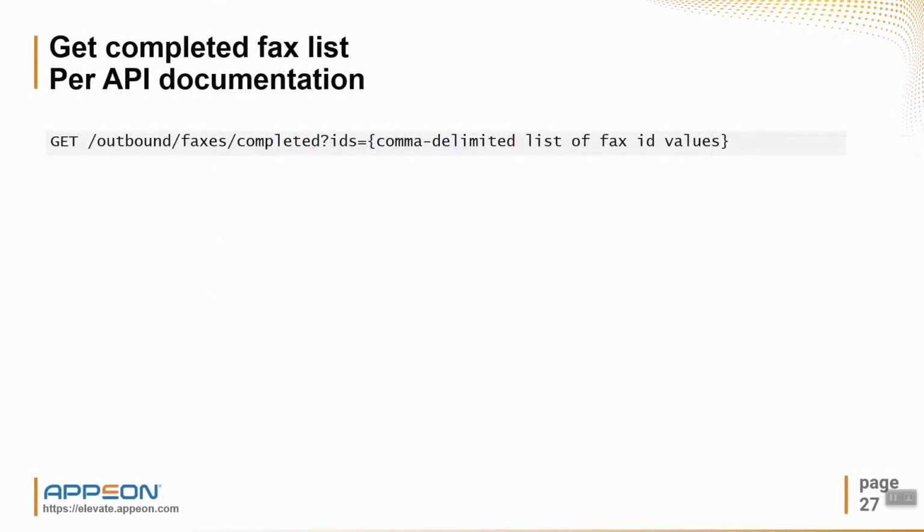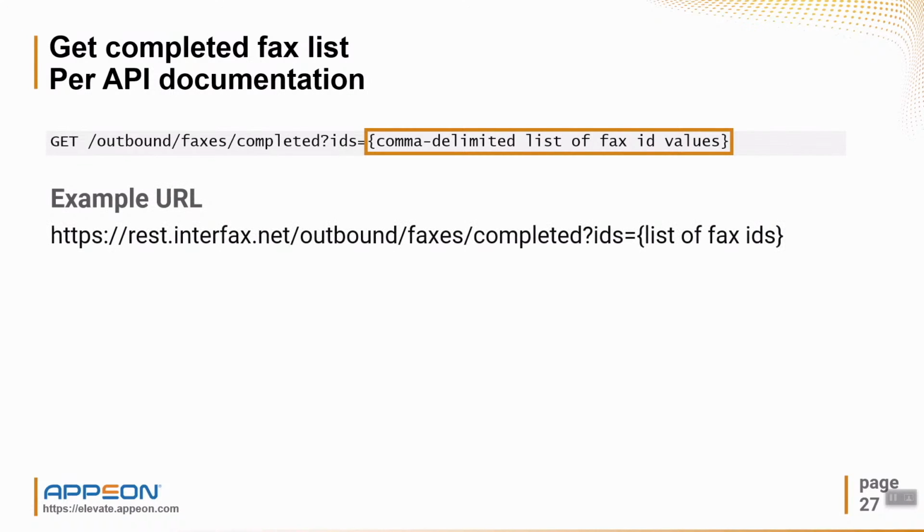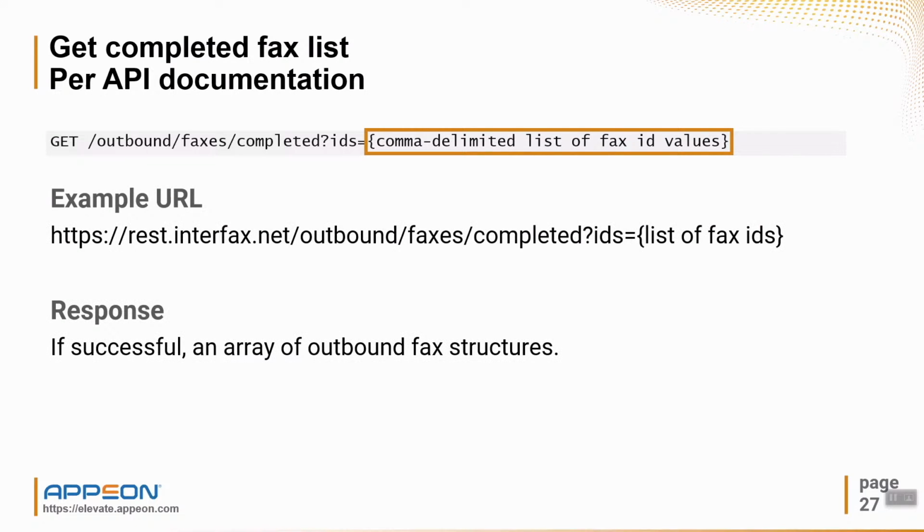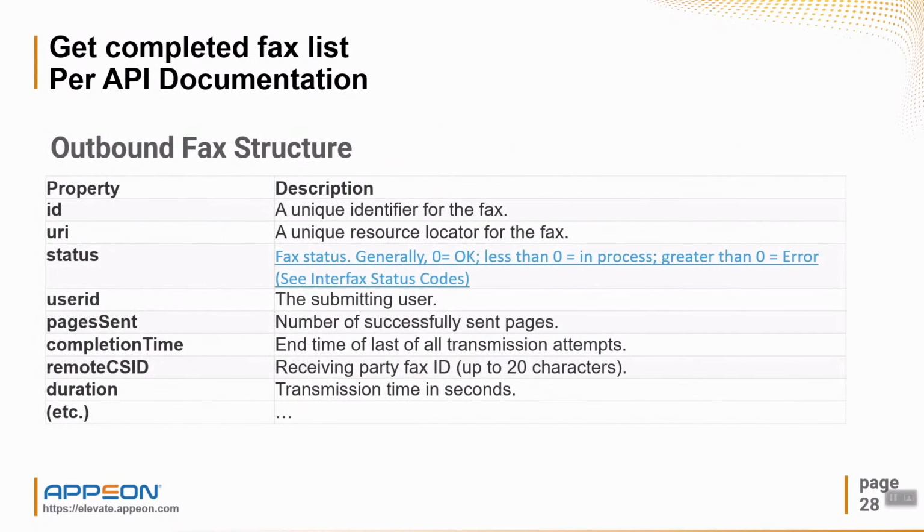Let's look at how to check the status of those outbound faxes. So according to the API documentation, to get a completed fax list, this time we're going to do a GET request, and we're going to pass a list of fax ID values as a query parameter. So our URL will look like this, and our response will be an array of outbound fax structures. And here's a definition of the structure.